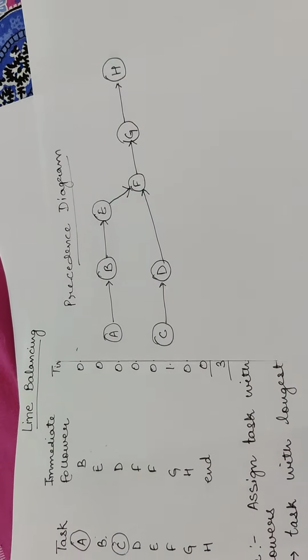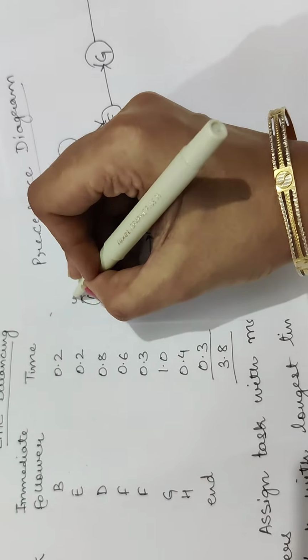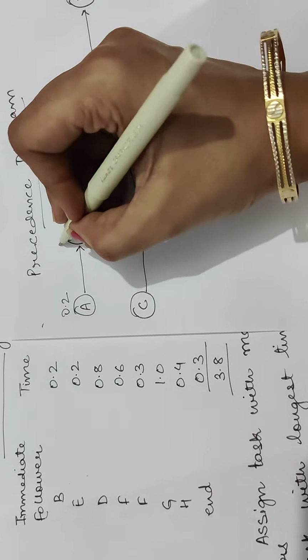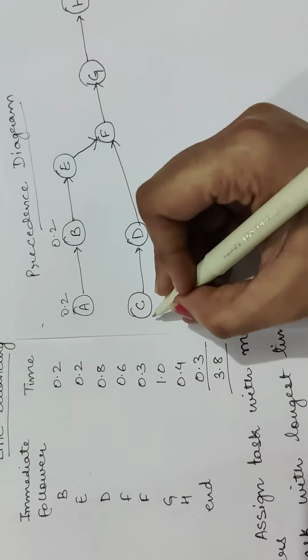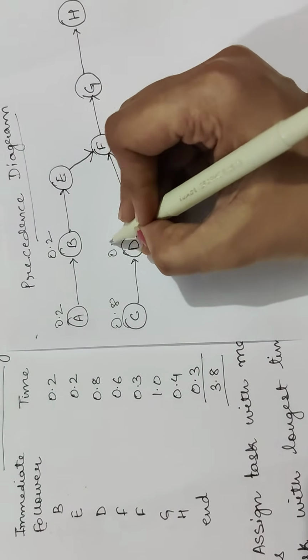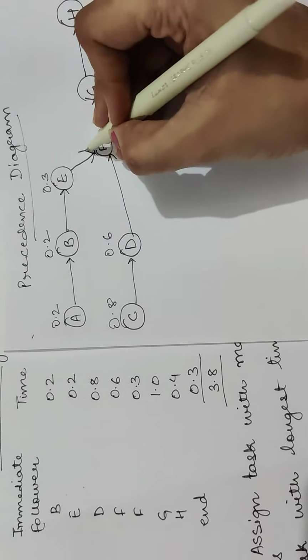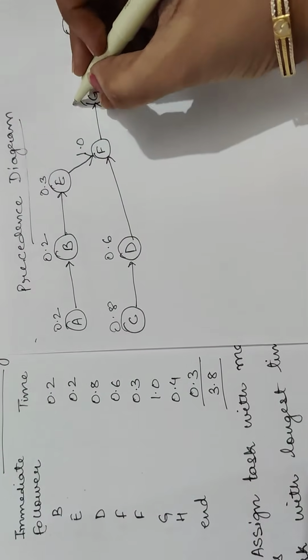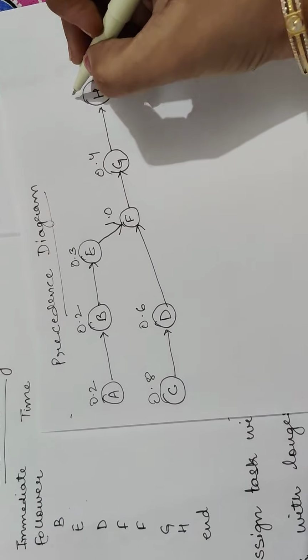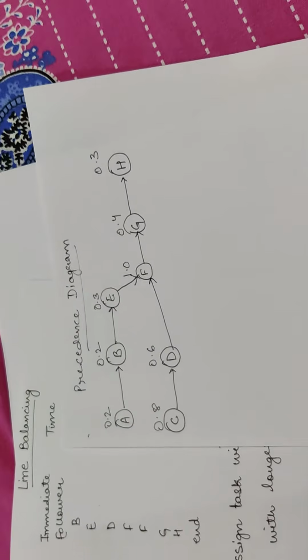So this is my first step. Now what I will do, I will write the time period also. A activity time is 0.2, B activity 0.2, C 0.8, 0.6, 0.3, 1, then 0.4, and this is 0.3, right? So this is my precedence diagram.